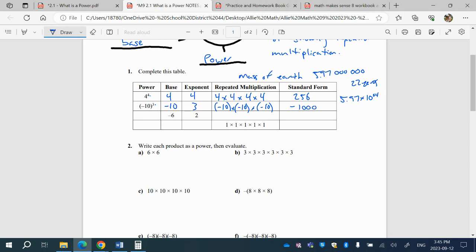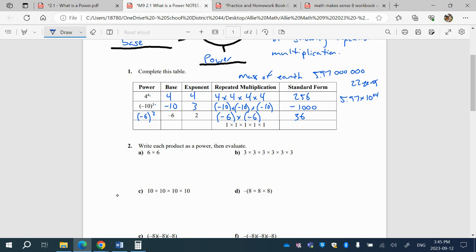Let's look at the next one. We don't have the power, but we do have the base and the exponent. And it's negative 6, so let's put it in brackets, negative 6. The power is 2. For repeated multiplication, negative 6 times negative 6. And in standard form, negative 6 times negative 6 is going to be a positive 36.